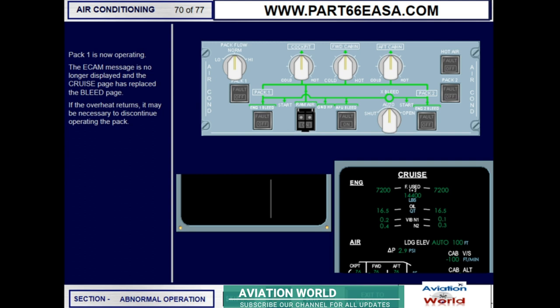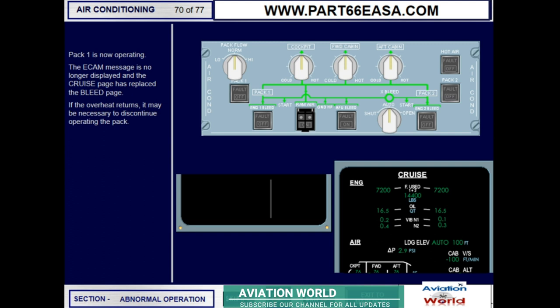The PAC controllers also have two channels, a primary and a secondary. The primary channel controls its respective PAC. The secondary channel provides some control if the primary channel fails and also provides indications on the bleed page.